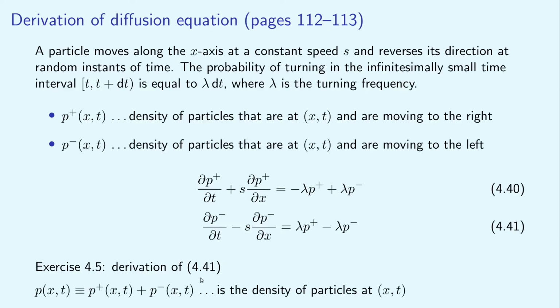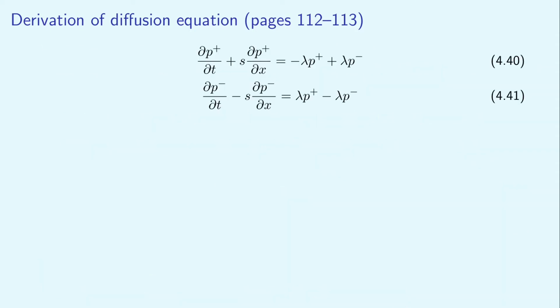Equations 440 and 441 provide an equivalent description of the velocity jump process. We are interested in the equation for total density P, which is defined as the sum of P plus and P minus. It gives us the density of particles at point x at time t. To derive the equation for P, we add and subtract equations 440 and 441. If we add them together, then the resulting equation will include a time derivative of P. If we subtract them, then the resulting equation will include the partial derivative of P with respect to x.